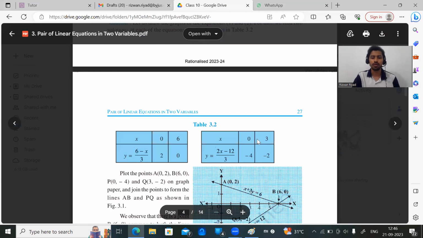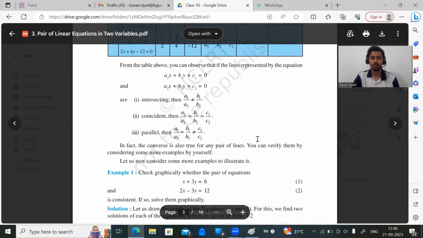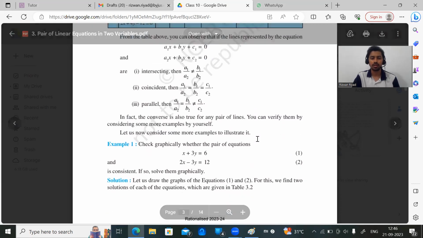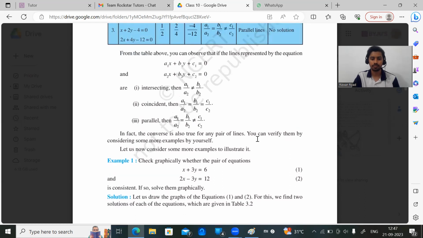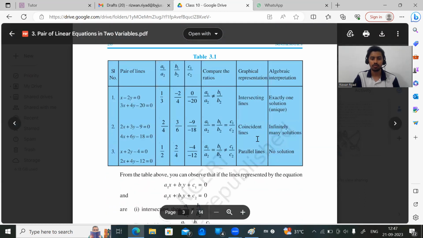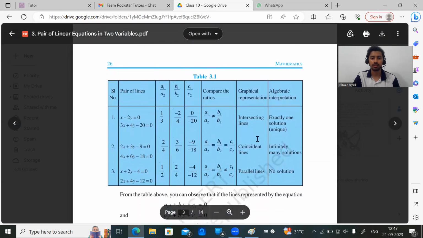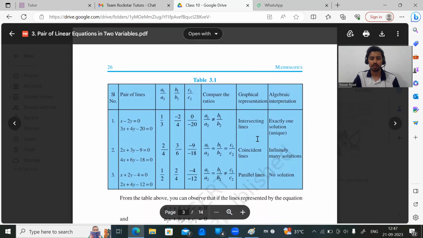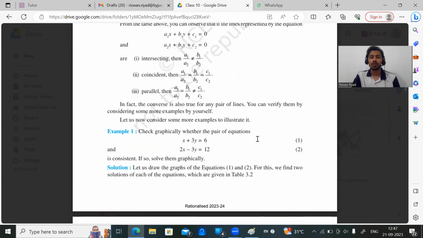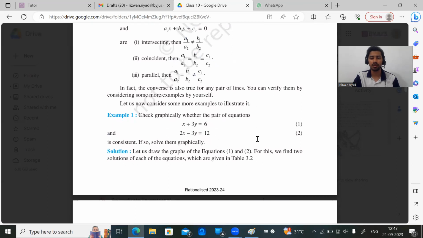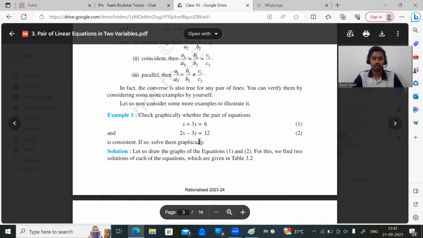So we have the NCERT textbook. In the last video, we discussed till this point. This is page number 26 of NCERT Class 10 Mathematics. Now here we will begin with this example, example 1. You can see the question.